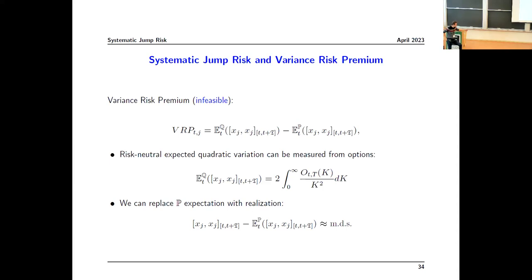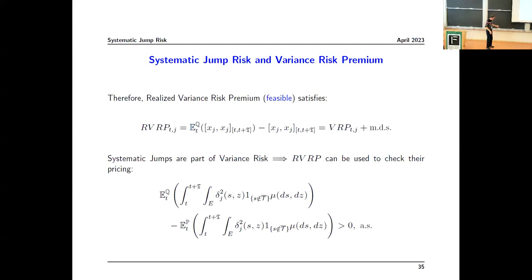Of course, I don't want to build models for the conditional expectation of variance in the future, because this will be very model dependent. What I will do is replace the expected variance with the realized variance. The difference between the two is just a martingale term, so it should not matter for what I do. That means I end up with the realized variance risk premium: I look at the Q expectation from the option data for each stock, and I subtract from it the realized variance over that period of time.